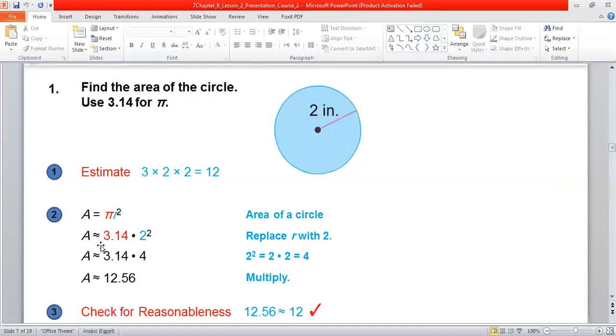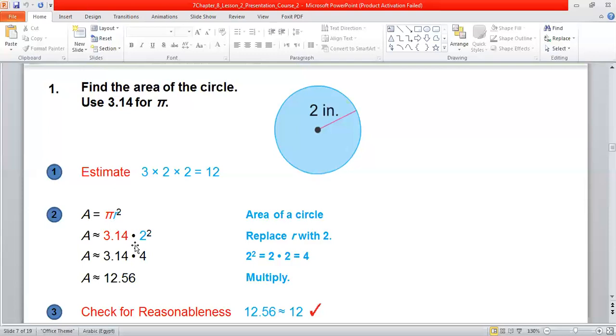And pi with what, Muhammad? With 3.14. So we will replace pi with 3.14 and r with 2. Again, we will do 2 steps, Muhammad. Pi, I will replace it with 3.14, and r here, I will replace it with 2.